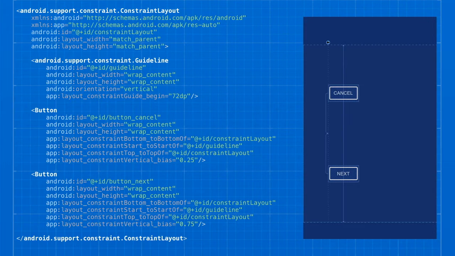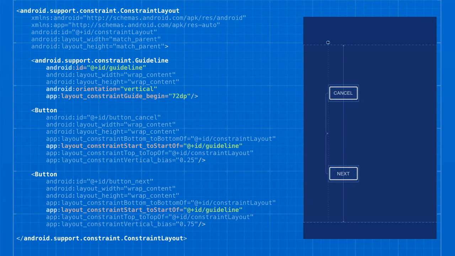It's called a guideline. Okay? Now it's a little bit confusing because the guideline does actually show up in your layout. Okay? It's in the XML, but it's not, technically speaking, a view that gets drawn.